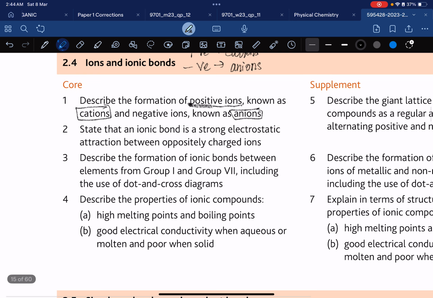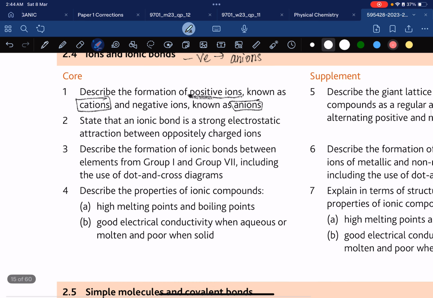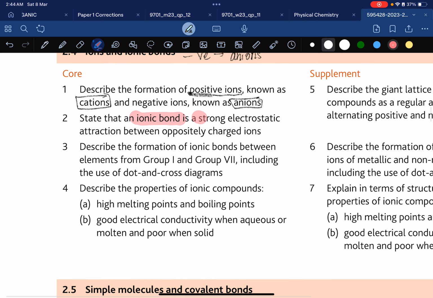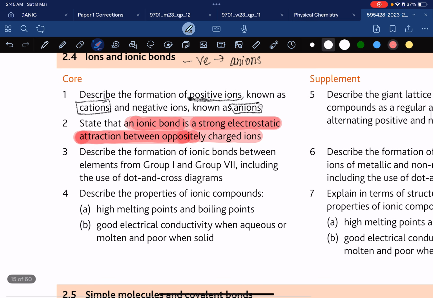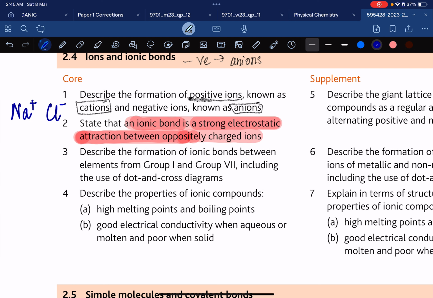Right. State that an ionic bond is a strong electrostatic bond between oppositely charged ions. It's really important to know your definitions. Okay, so let's say you have Na plus and Cl minus. You can see that they have different ions over here, right? But when you cross them and you form NaCl, this becomes an ionic compound.